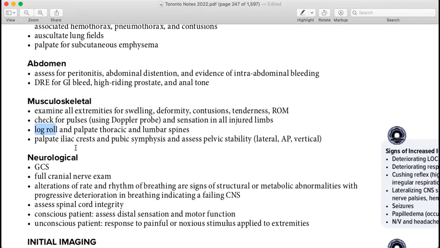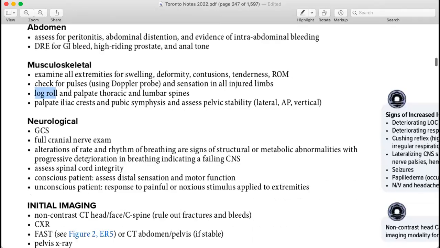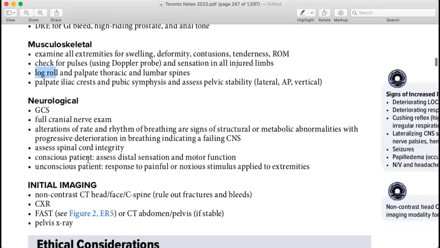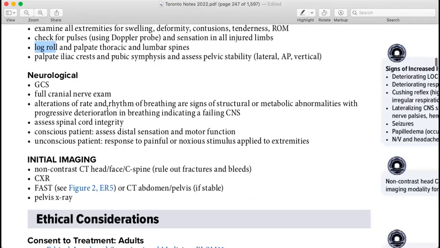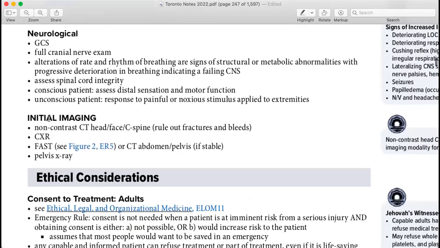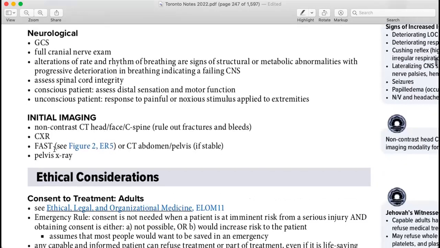Palpate the thoracic and lumbar spines, checking for the iliac crest and pubic symphysis. Then moving on to the neurological exam: GCS, full cranial nerves, alteration of the rate and rhythm of the breathing, progressive deterioration in the breathing, and then spinal cord integrity, conscious involvement, and unconscious patient. You are going to start with the non-contrast CT scan, chest X-ray, FAST and pelvic X-ray.